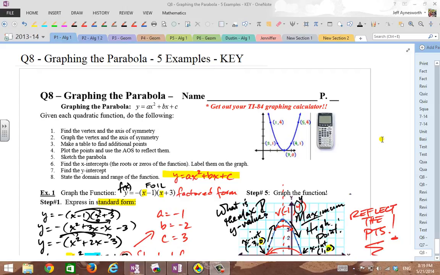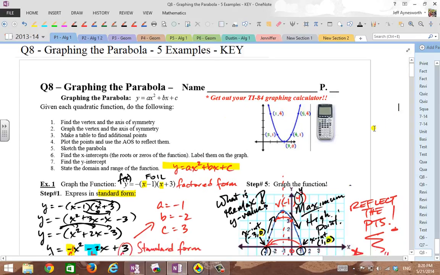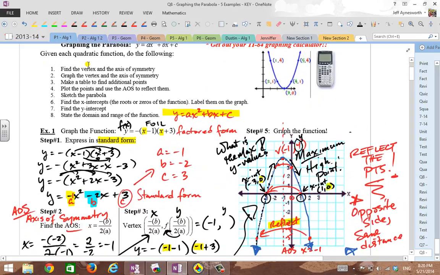Hey, we're going to get into the second half of this lesson here. I went over in part one examples 1 and 2, and in that lesson I went over how to find the vertex and the axis of symmetry, graphing the vertex and the axis of symmetry, and using that to reflect points. I talked about how to determine the right x values in your table so you can plot the correct points. Talked about how to sketch the parabola and finding the x-intercepts both graphically and algebraically. And I also talked about the domain and range. So I talked about a lot.